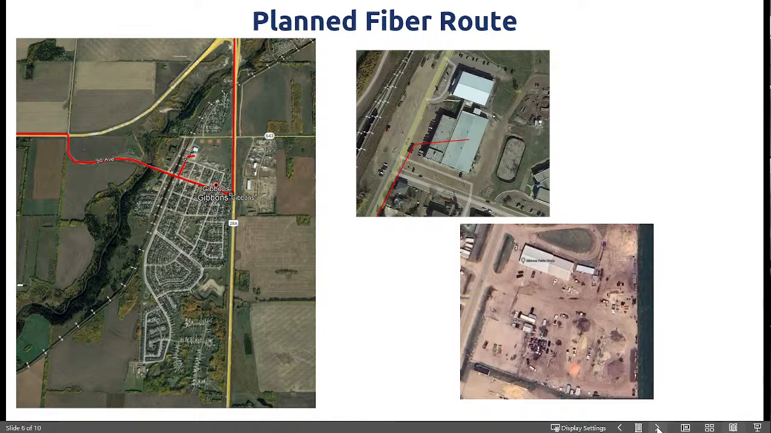So what we would do is, as you can see, the red line, and all these at this point are a line on a map. We haven't done any permitting. We haven't made any formal applications along this line. We've just drawn a line on a map.